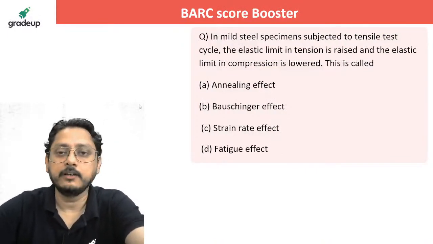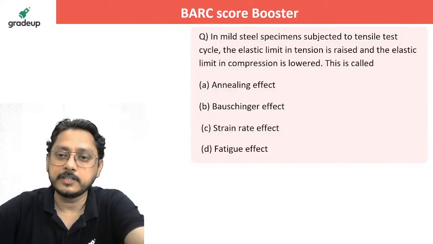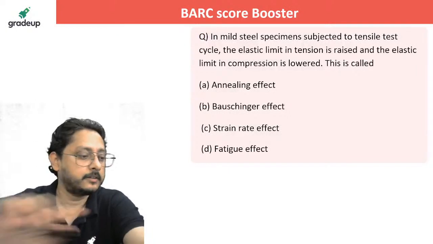In a mild steel specimen subjected to a tensile test cycle, the elastic limit in tension is raised and the elastic limit in compression is lowered. This is called as.